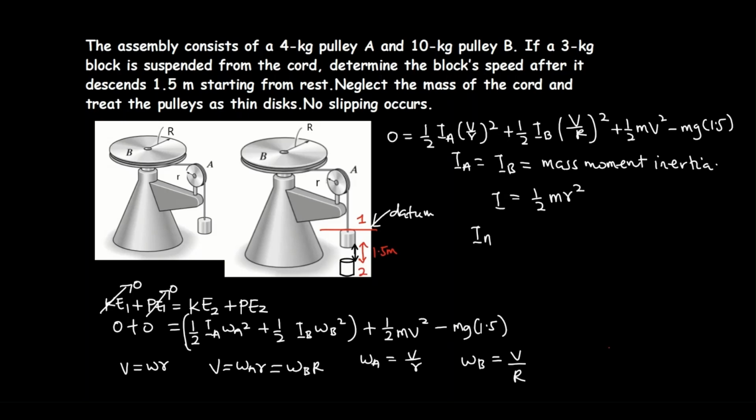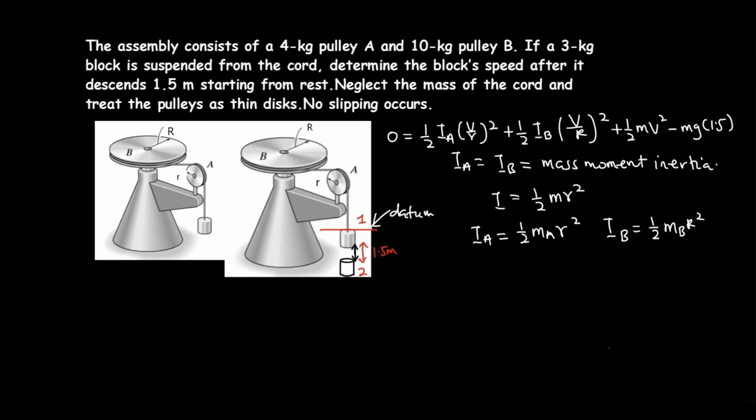So you're going to have IA equal to half MA r squared, and then IB equal to half MB r squared. That should be capital R, capital R. So that's what we have now. So what you do is substitute these expressions in place of IA and IB in the equation we have. So let's look at that.